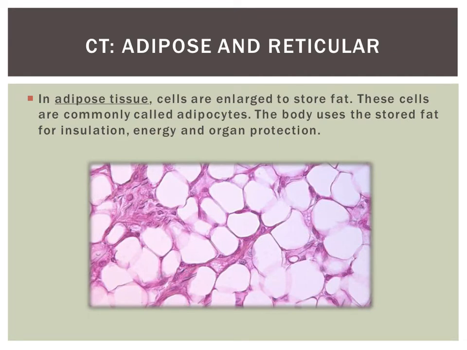Next we have adipose. This is probably one of the easier ones to identify. Adipose is another word for fat. These are big white globular cells called adipocytes. And the body will use the stored fat for insulation, can break it down for energy as needed, and for protection and cushioning of the organs.